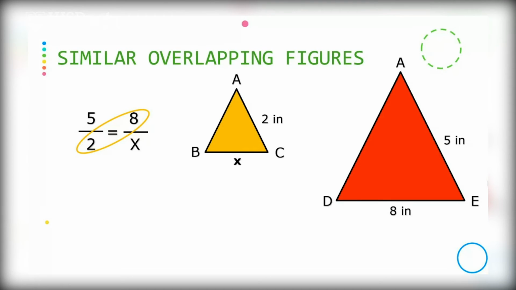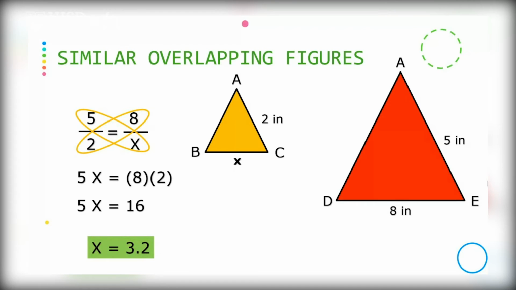Remember, we multiply in diagonals, and I'm gonna make my equation 5x equals the multiplication of 8 times 2. That's gonna be 5x equals 16. And now dividing 16 by 5, I know that the missing side x is equal to 3.2 inches.